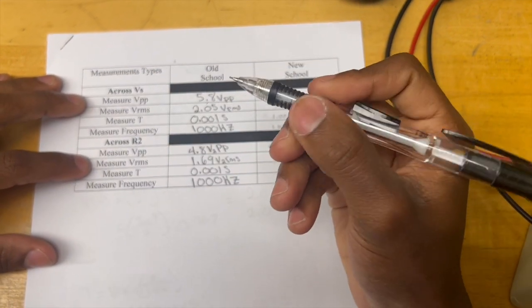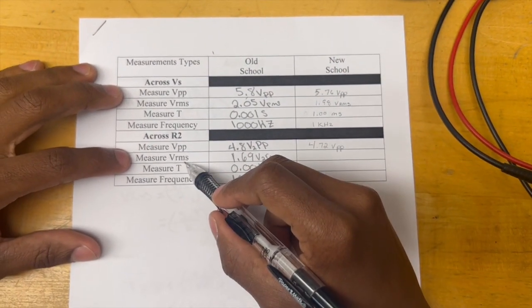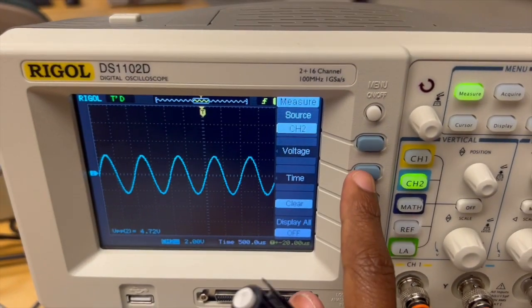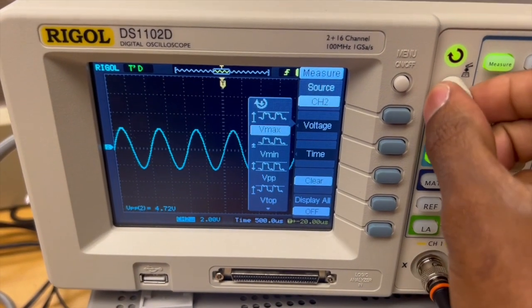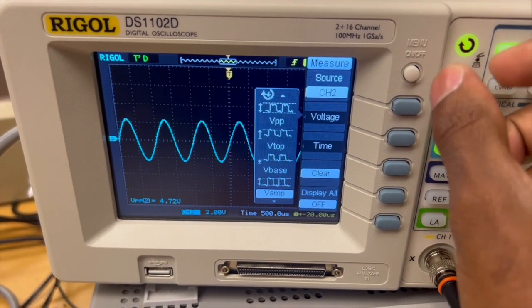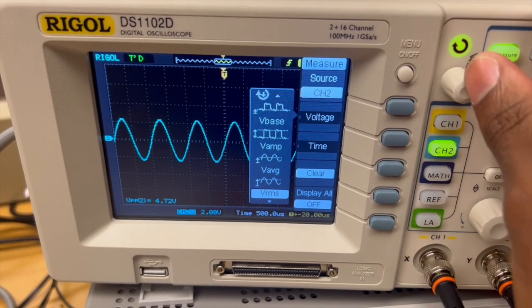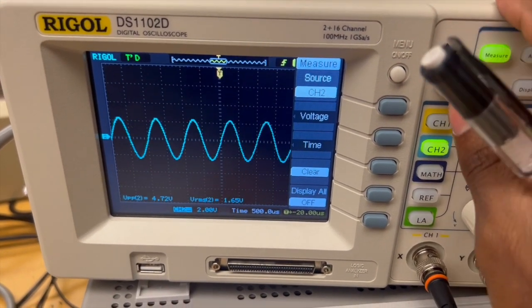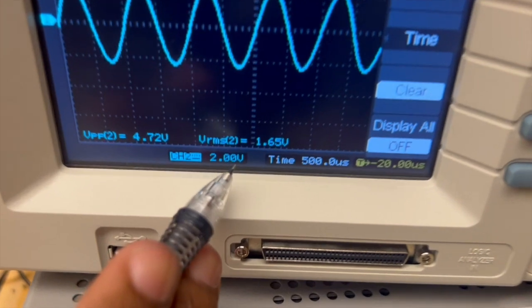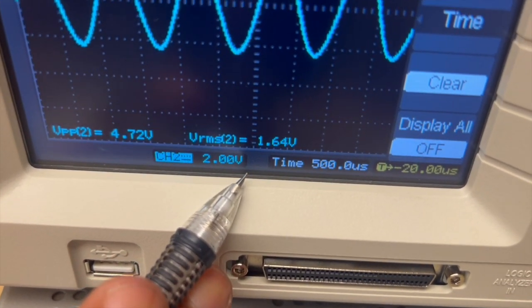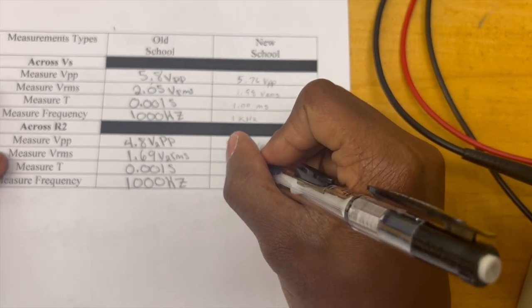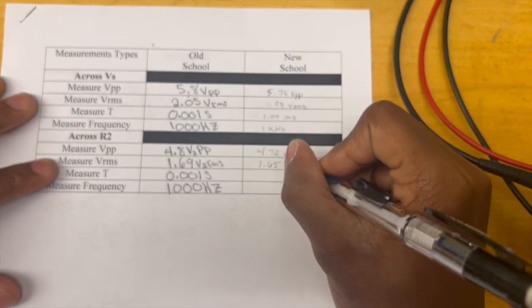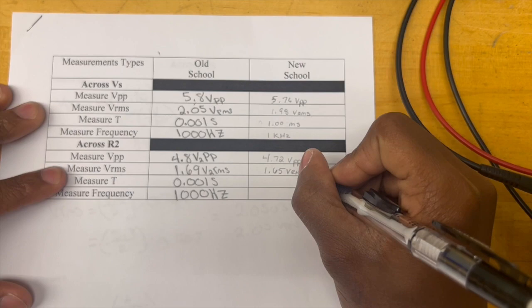Now we're going to measure voltage RMS. And we're going to go back to the oscilloscope and find our voltage RMS, which is under voltage, and scrolling down. We should find it right about here. I'm going to click voltage RMS. And now our voltage RMS is 1.65 volts RMS. Come down here, we're gonna record it, 1.65 voltage RMS.